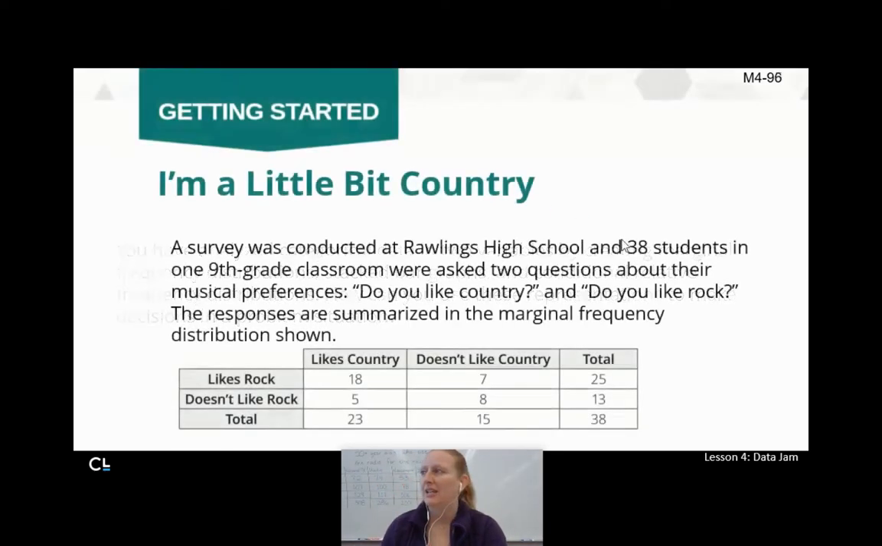So to take it a little further, we're over on page M4-96. A survey was conducted at Rawlings High School, and 38 students in one ninth grade classroom were asked two questions about their musical preferences. Do you like country? Do you like rock? The responses are summarized in the marginal frequency table. So do you like country? They do or they don't. Do you like rock? They do or they don't. Of course, it's a marginal frequency table, so we have our totals hanging out here as well.